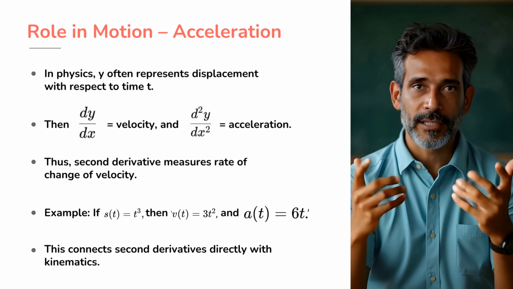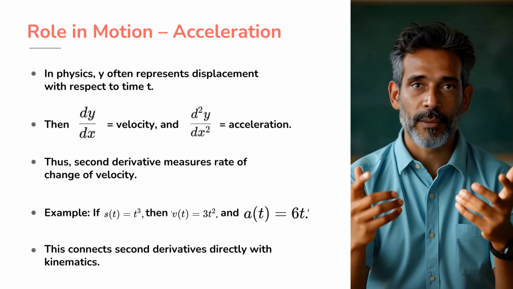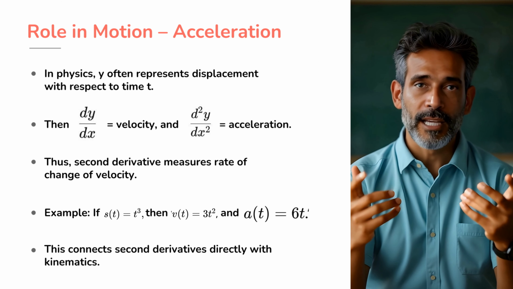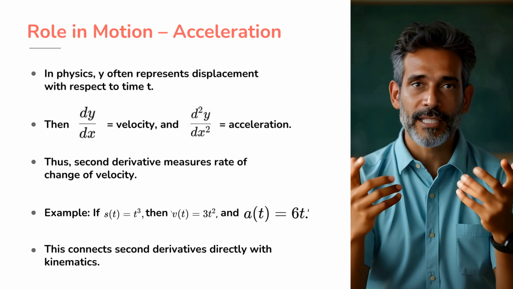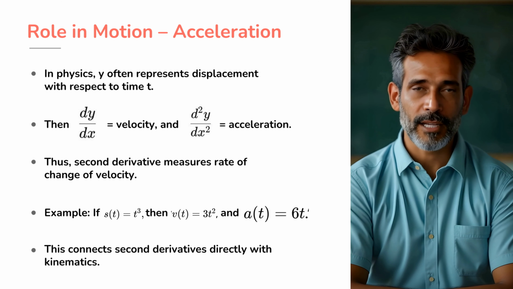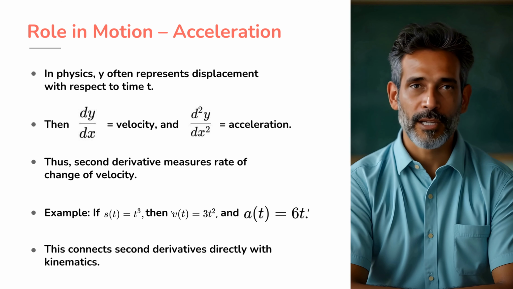Suppose y represents displacement with respect to time t. Then dy by dt is velocity and d squared y by dt squared is acceleration. That means the second derivative is nothing but the rate of change of velocity.